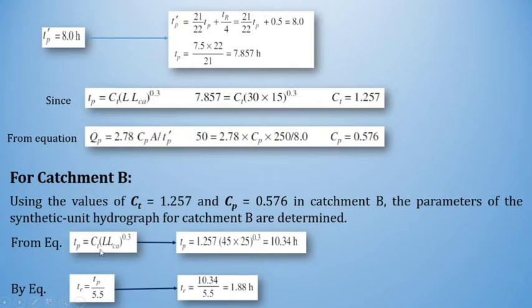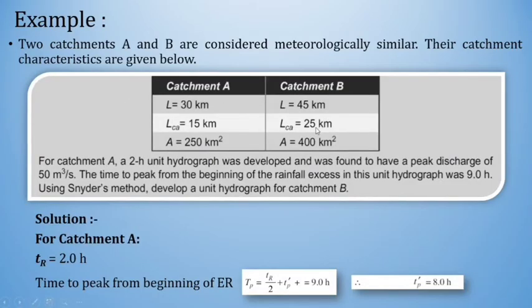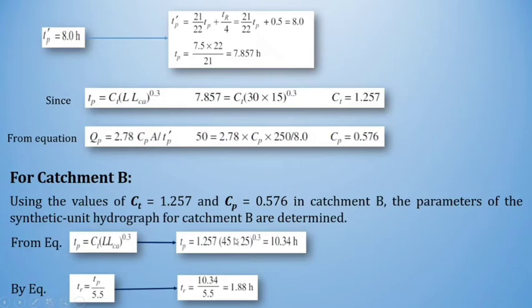From the equation Tp is equal to Ct (L Lca) raised to 0.3, you can find out Tp by putting in all the values. You can get it as 10.34 for catchment B. Here the L and Lca for catchment B are given: L is 45, Lca is 25. You get the value of Tp for catchment B, that is the basin lag. Then by the equation Tr is equal to Tp upon 5.5, you can estimate the value of Tr, that is the standard duration of the rainfall excess. It is 1.88 hours.